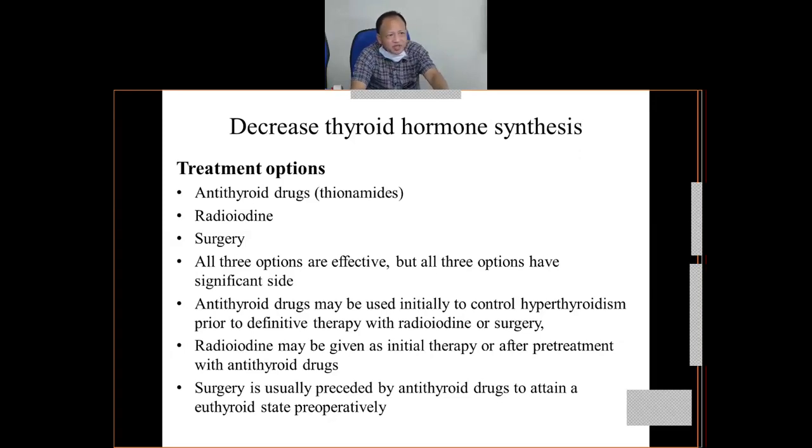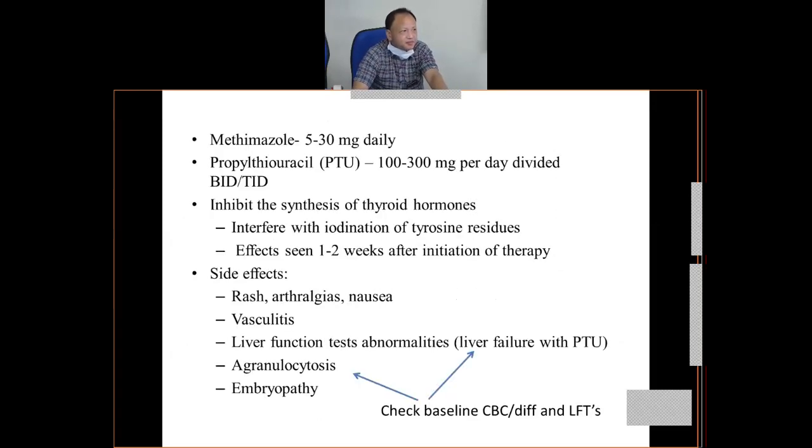Antithyroid drugs may be used initially to control hyperthyroidism prior to definitive therapy with radioiodine or surgery. Radioiodine may be given as initial therapy or after pretreatment with antithyroid drugs. We will discuss in which conditions. Surgery is usually preceded by antithyroid drugs to attain a euthyroid state preoperatively.